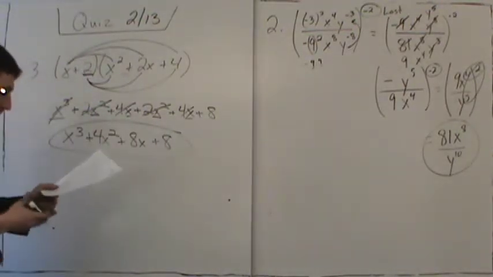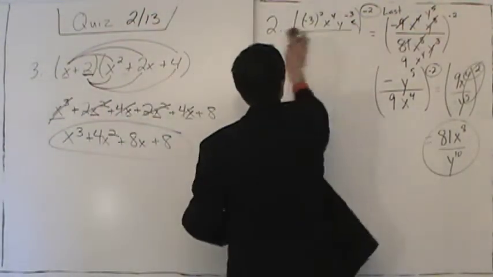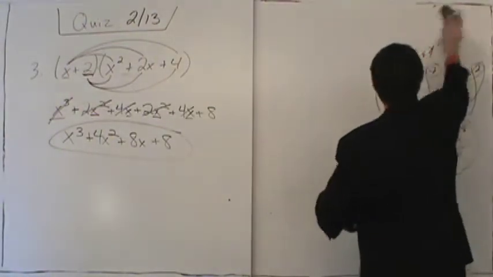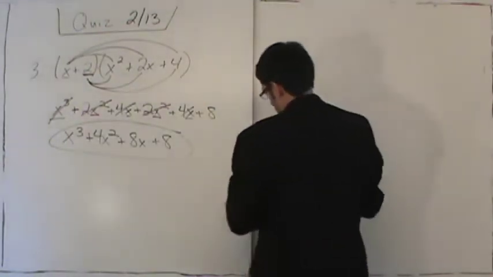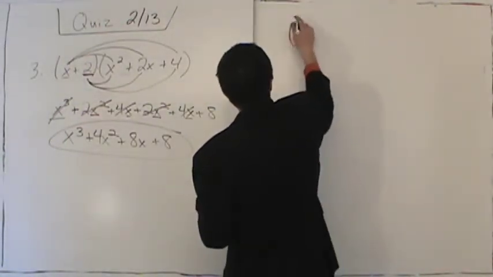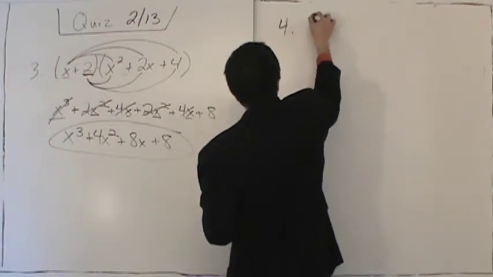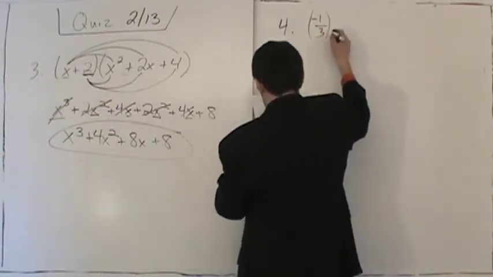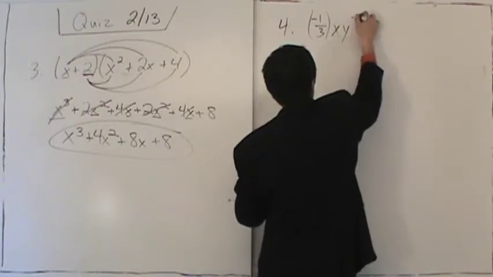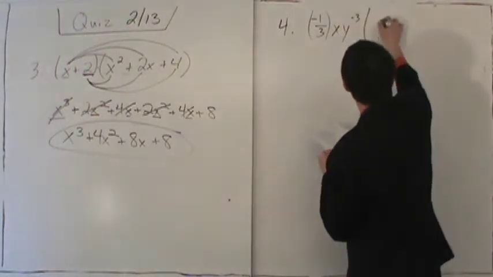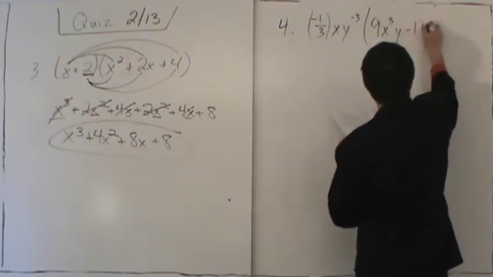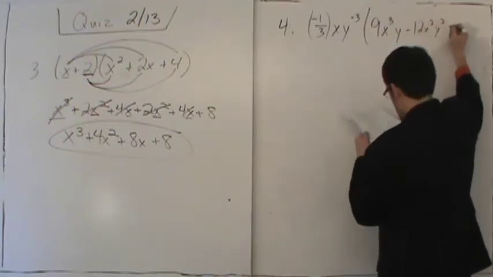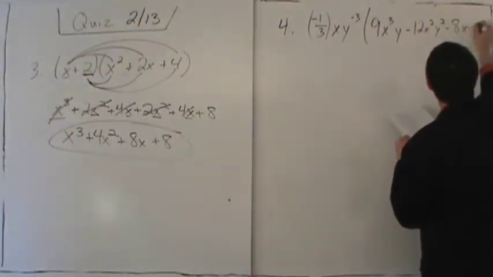Now, number 4 is probably the toughest, I think, for most students. Let's see what this says. This is question 4. Negative 1/3, xy to the negative 3rd, and this is on your test, so this is one to pay attention to. Multiply by quantity 9, x cubed y, minus 12 x squared y squared minus 8 xy cubed.